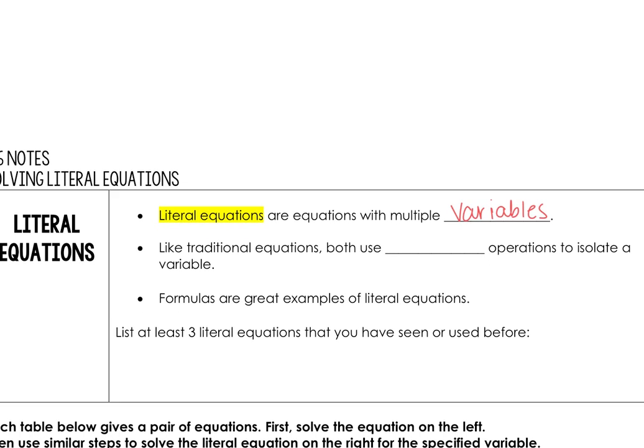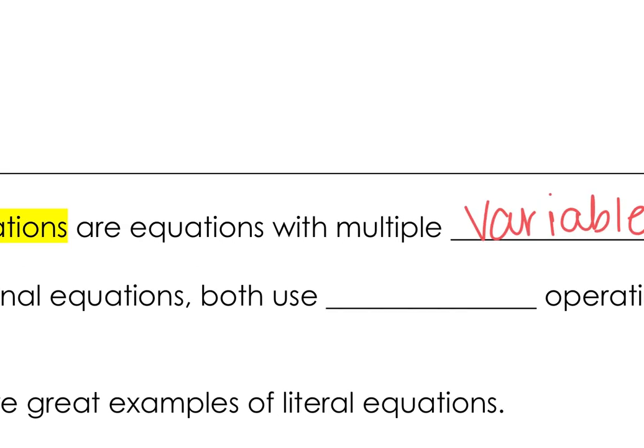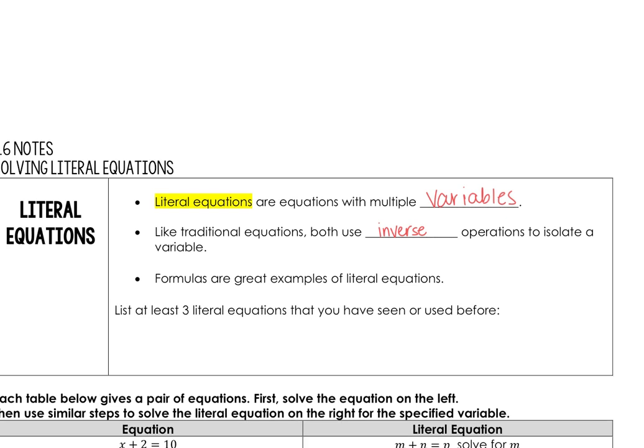But like with traditional equations, literal equations are also going to use inverse operations to isolate whatever variable we're trying to get by itself. So really with literal equations, it's less like solving and more like we're just rearranging. Like we're going to take your bed from one side of the room and put it on the other side of the room. We're going to put your dresser from one side to the other. All we're doing is rearranging, okay? Formulas are a great example of literal equations because they have multiple variables.